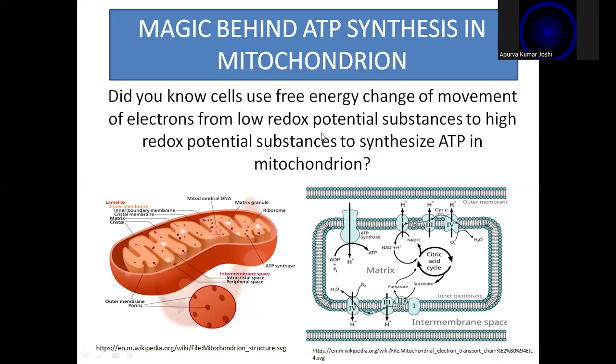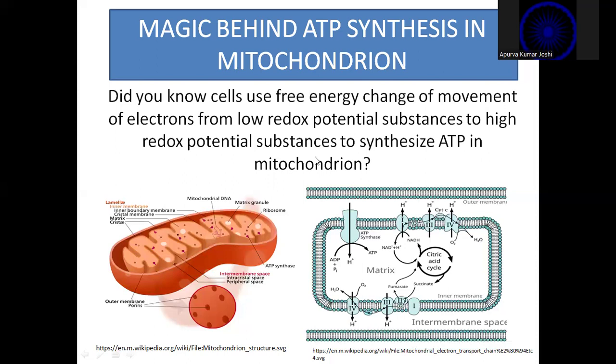And in fact, prior to advocation of chemiosmotic theory by Peter Mitchell, although mitochondria was known to be the site of ATP synthesis, the mechanism of ATP synthesis was not very well known. And with the kind of data that they had access to, Peter Mitchell was able to put forward the chemiosmotic theory for ATP synthesis, and that fetched him a Nobel Prize.